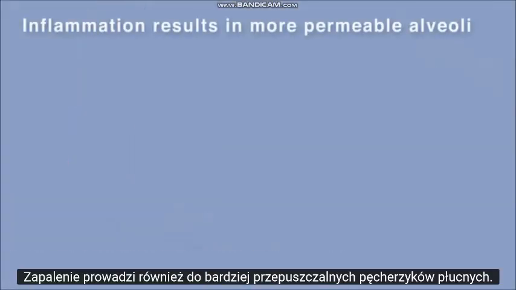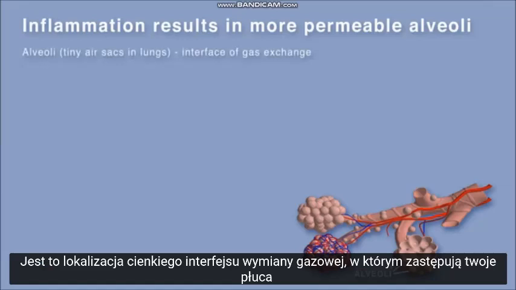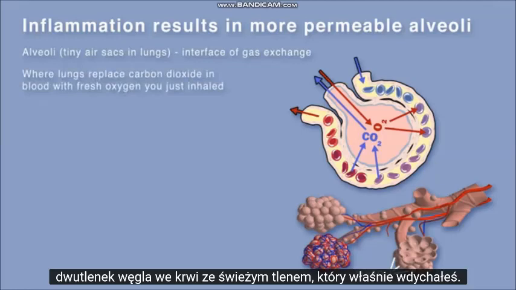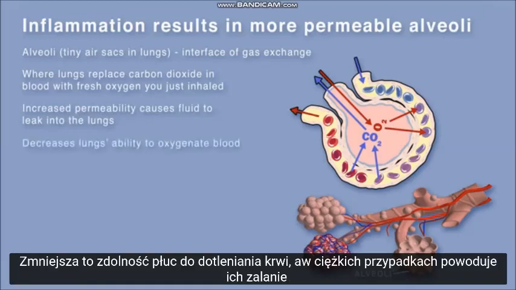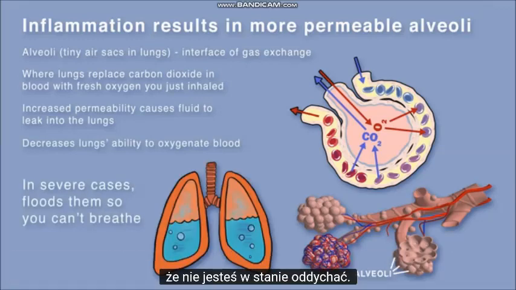The inflammation also results in more permeable alveoli. Alveoli are the location of the thin interface of gas exchange, where your lungs replace carbon dioxide in your blood with fresh oxygen you just inhaled. Increased permeability causes fluid to leak into the lungs. This decreases the lungs' ability to oxygenate blood, and in severe cases, floods them so that you become unable to breathe. Sometimes, this can be fatal.